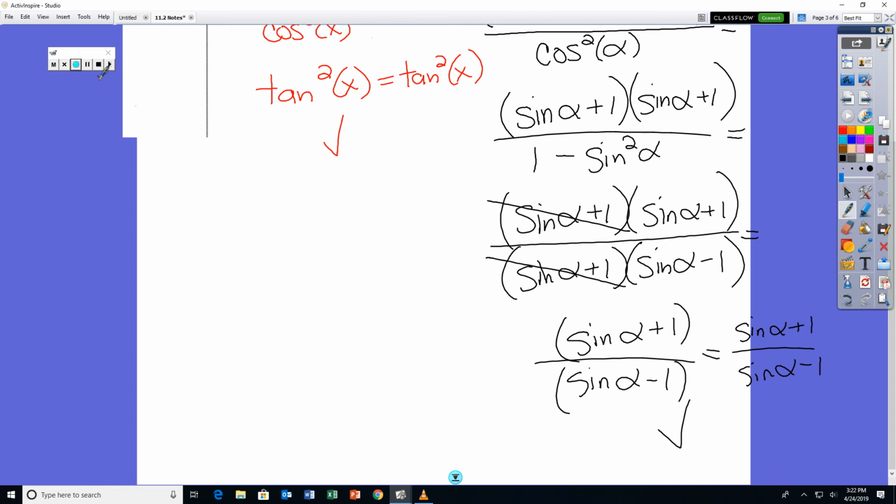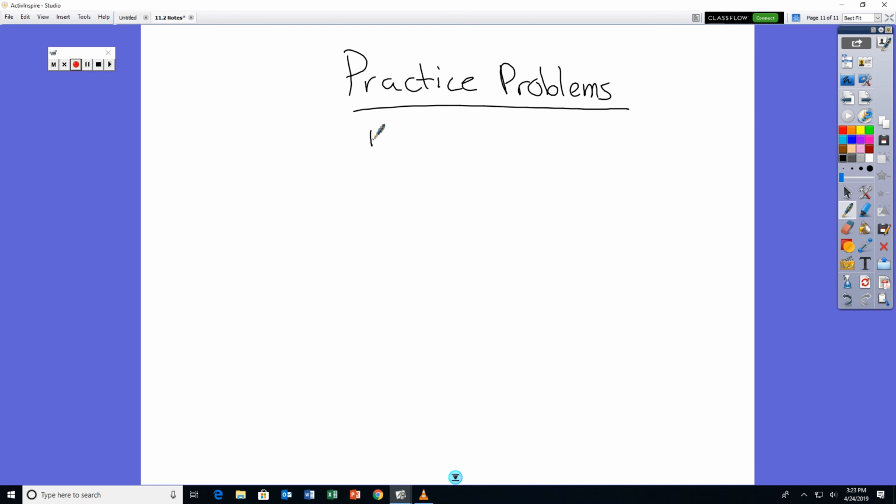Alright, so now for your homework classwork, let me get a new page here, blank page. I'm going to give you practice problems, and they're just going to be problem numbers to work on. Your practice problems for classwork, homework, whenever we're getting around to this, would be numbers 1, 2, 3, 4, 5, 8, 9, and 10.